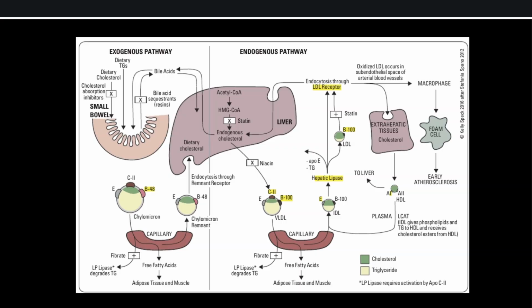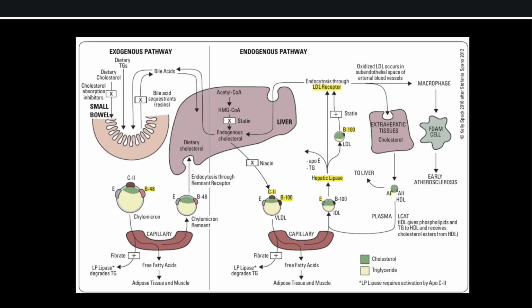Now, what you see here is that B48 has all the triglycerides in it, as well as C2 and apolipoprotein E. As soon as this chylomicron goes into adipose tissue or muscle tissue to deliver free fatty acids, it loses something in this journey. It's the C2. C2 is what carries out the function. I hope that makes sense.